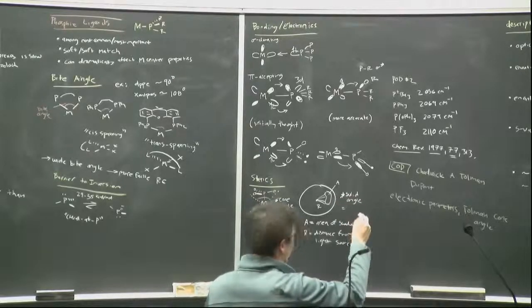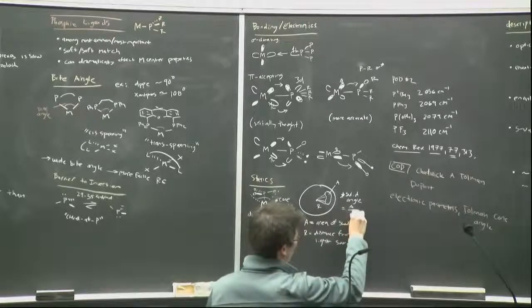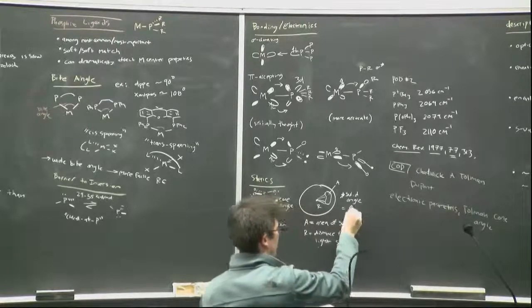This is just the shadow area divided by the square of the radius.